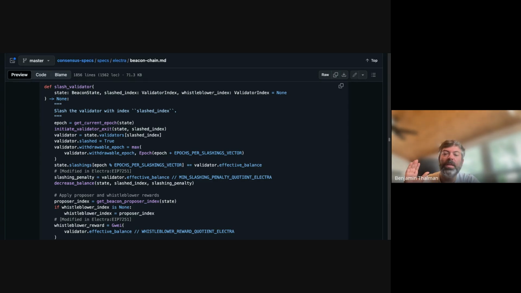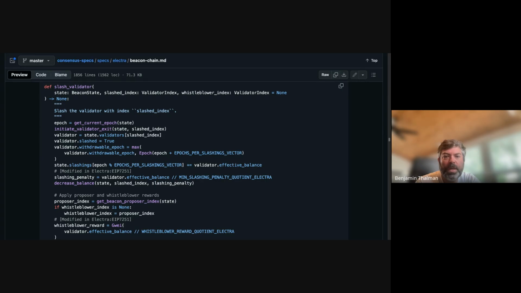So to summarize, for the first two pieces, the exit has begun. That doesn't change. The initial slashing penalty is much less. It's 1/128th of what it was pre-Pectra. And obviously, the higher your effective balance, the higher that penalty is. But it's much less than it would have been previously. So that's the first thing.